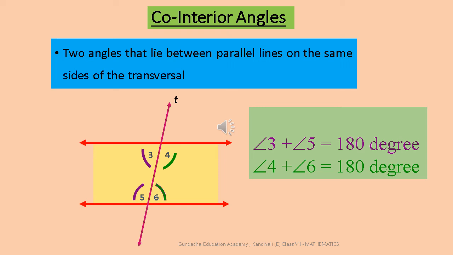Instead, when angle 3 and angle 5 are added, they give us a sum of 180 degrees. Similarly, angle 4 and angle 6 lie between the parallel lines and are on the same side of the transversal, so angle 4 plus angle 6 will give us 180 degrees.